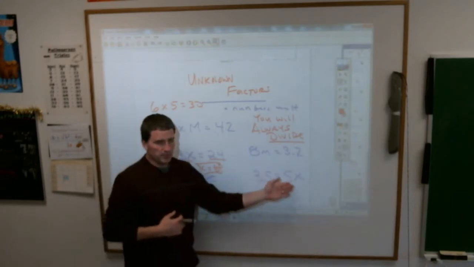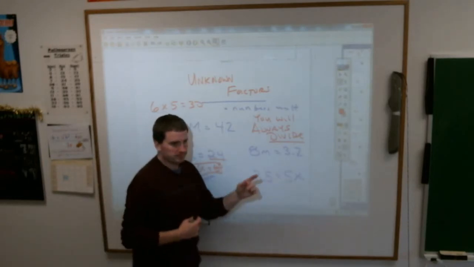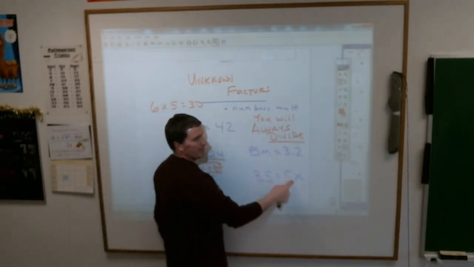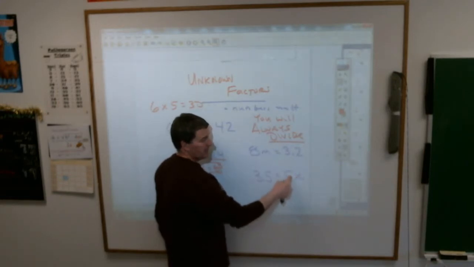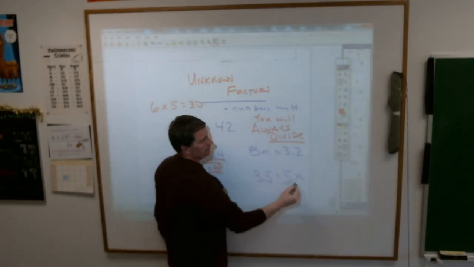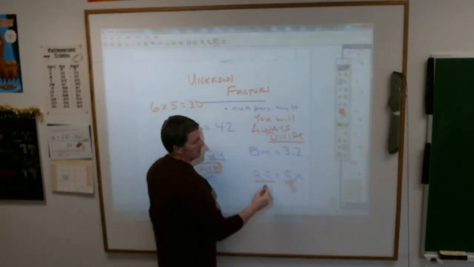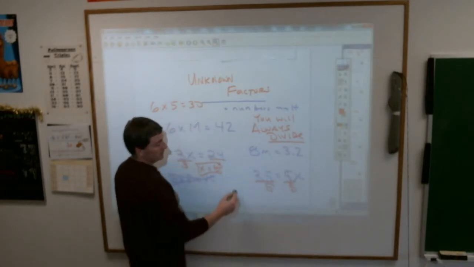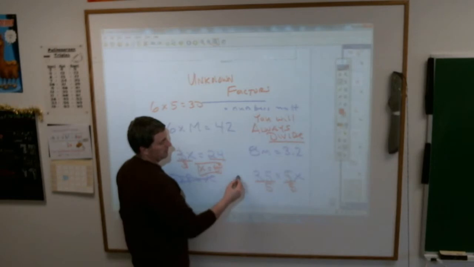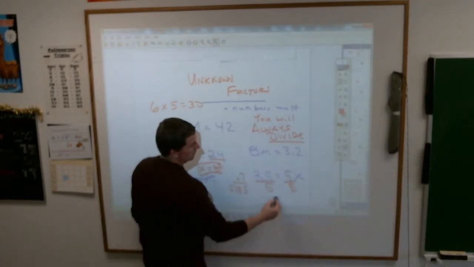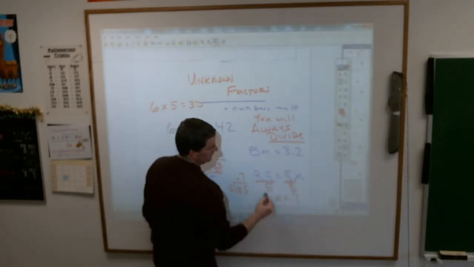So what would I do on this one? What am I dividing by? You're always dividing by the number that's next to the letter. 5 times what number is 3.5? Put a line, divide by 5, put a line, divide by 5. You might have to do this problem off to the side if you don't know the answer. It is 0.7. And you can write x equals 0.7.